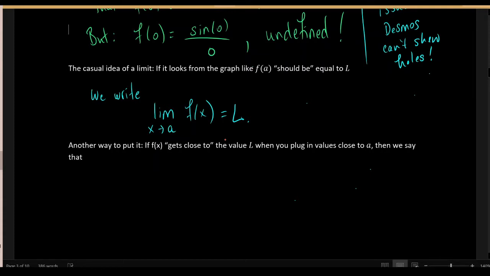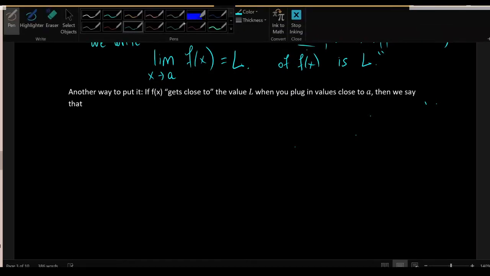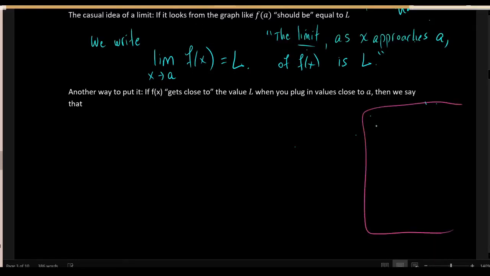And here's how we would read this statement. The limit, LIM for limit, the limit as x approaches a, x with an arrow toward a, of f of x is L. In the scenario of sine x over x, we would say that the limit as x gets close to 0 of sine x over x is equal to 1.